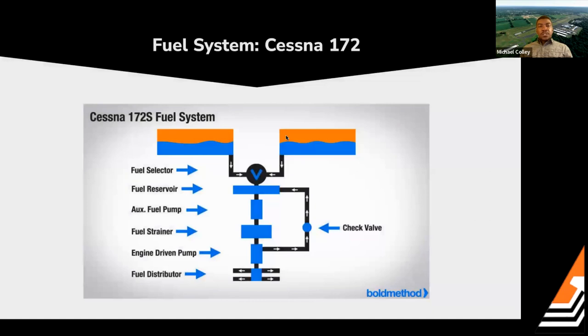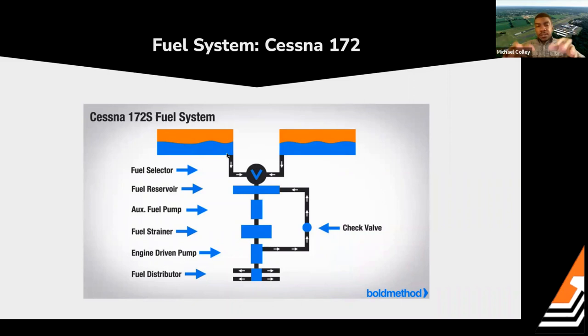The fuel system is comprised of these components here. So this is the Cessna 172S fuel system. This diagram is excellent because it goes from top to bottom. It's gravity, right? So the Cessna 172 is a gravity-fed system. You have two fuel tanks on either side. They're connected. Can you guys see my mouse by any chance? I hope you can.